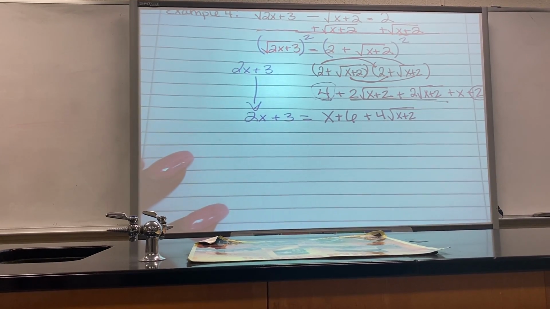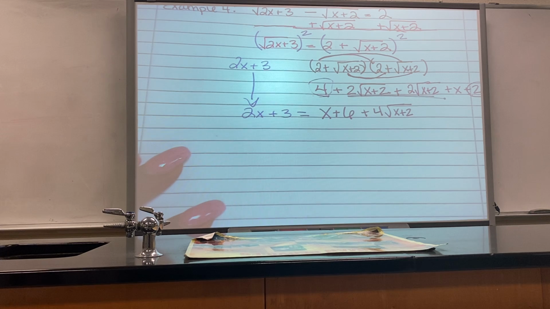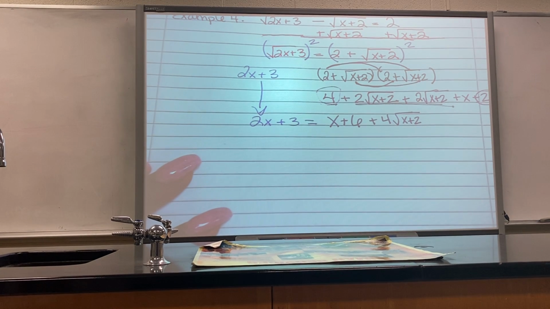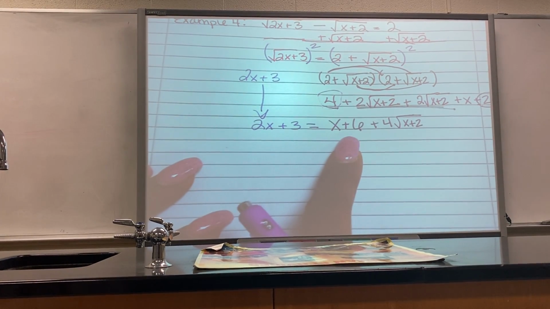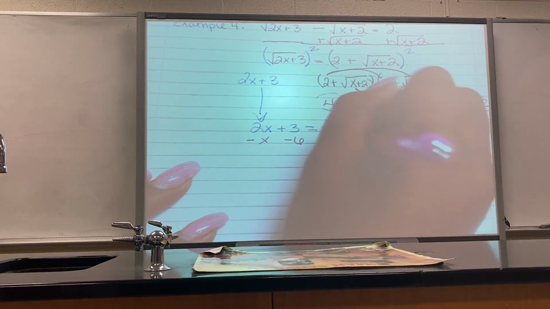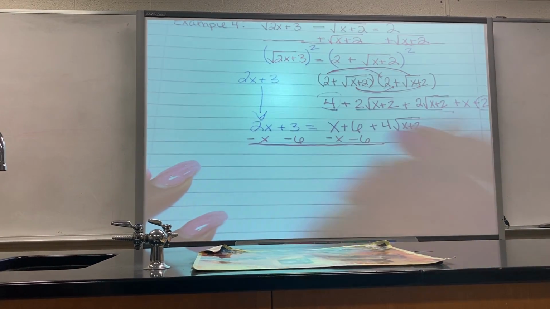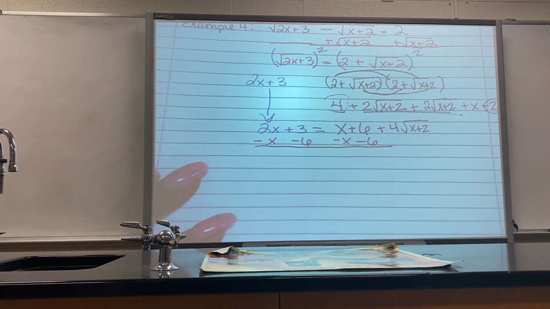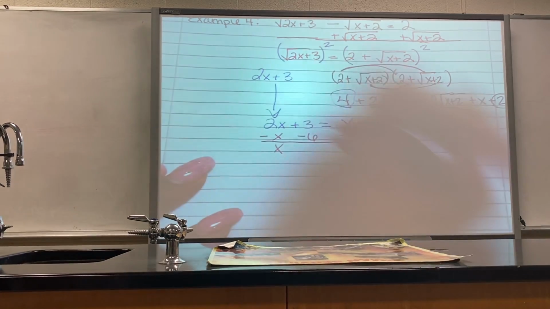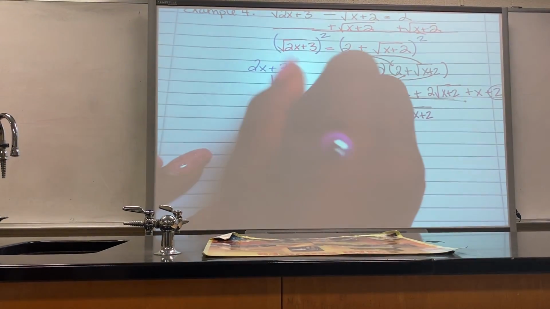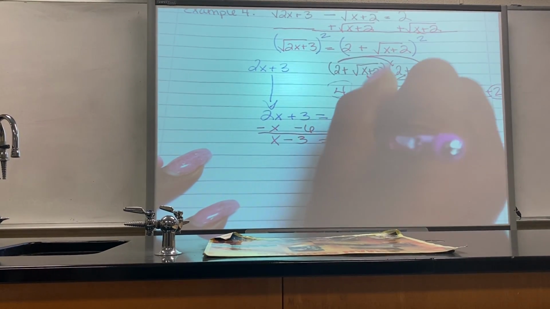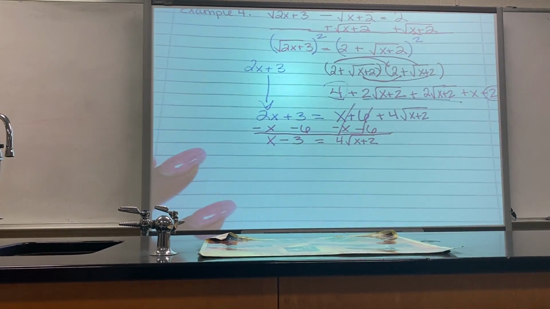Okay, so now I have to go through the process to get that radical by itself. So I'm gonna subtract x and 6 from the right, put them both on the left. So minus x, minus 6, minus x, minus 6. 2x minus x leaves me with x. 3 minus 6 leaves me with a negative 3. These are gone, so it's equal to 4 times square root of x plus 2.